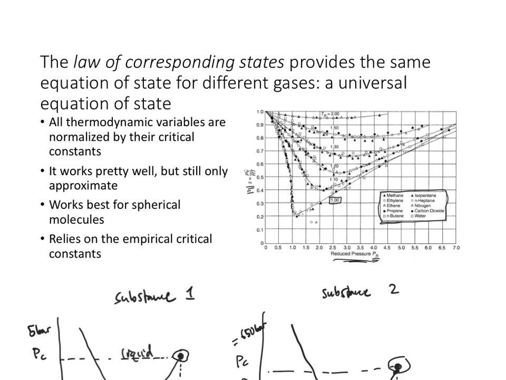So anyway, the law of corresponding states is an empirical law, and it doesn't work in all circumstances. It seems to work best for nonpolar spherical molecules, and it relies on empirical constants, so experimentally determined critical constants.